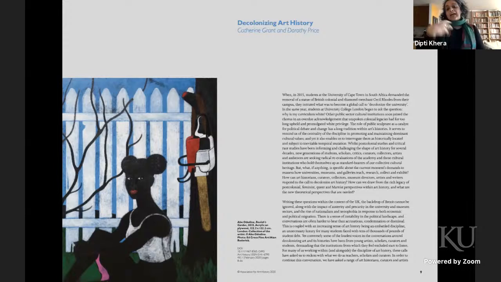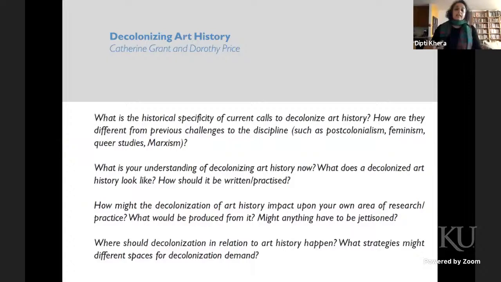As this call spread, many universities, students, and cities have tried to think about this question from their own grounds, right? From the grounds they occupy, standing on grounds that are part of very violent erasures and occupations, right? And the UK has a lot to say, or a lot to be responsible for, in that. This particular call in art history that Catherine Grant and Dorothy Price put forward invited many scholars to think about a series of five questions: what might it mean? What is the specificity of our calls to decolonize art history?